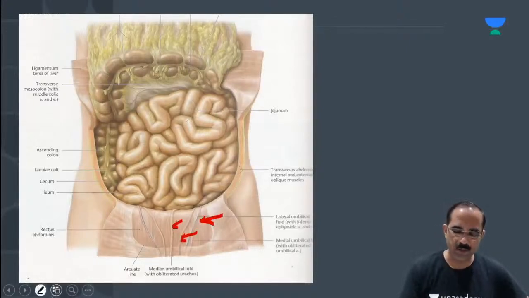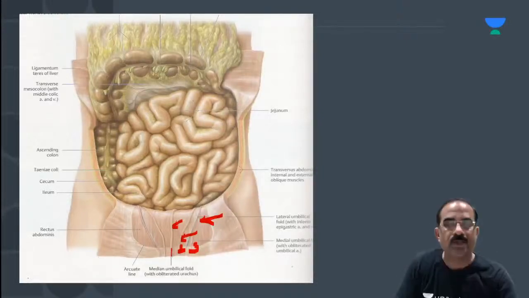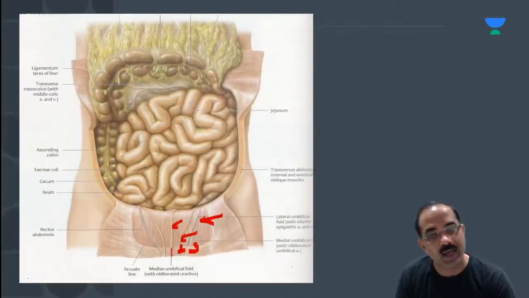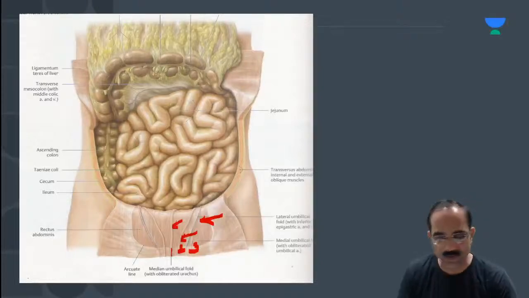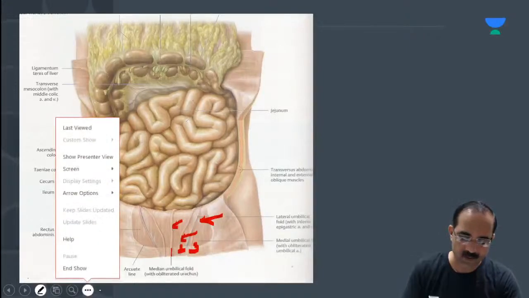What is this first one? I'll put number 1, number 2, number 3. The first one is the median umbilical ligament. The second one is the medial umbilical ligament, and the third one is the lateral umbilical ligament. Lateral umbilical ligament.